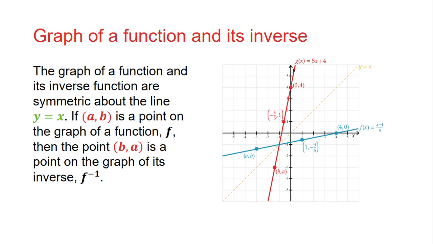So on this graph with our functions f and g that we just saw earlier, f is (x minus 4) divided by 5, and g is 5x plus 4. I also have this line y equals x as a dotted line through the graph, and I see that if the point (a, b) is on the graph of f, then the point (b, a) is on the graph of g, or its inverse function. So we can also notice that if we fold the graphs along that diagonal, the line y equals x, we'll get a mirror image of itself.